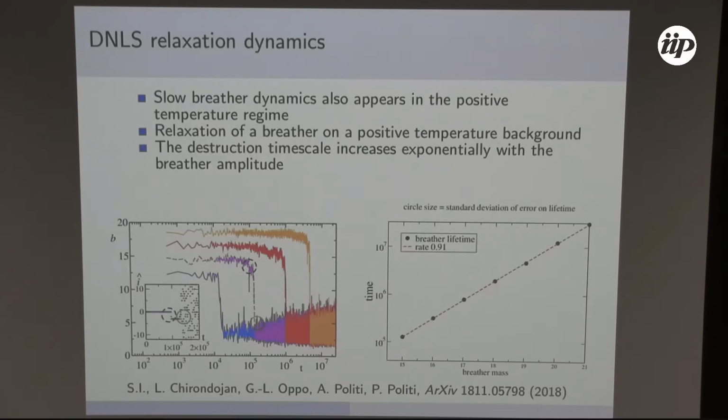Okay, and if you perform some more refined statistical analysis by averaging over many realizations, you find that there is a rather clean exponential increase of this death time as a function of the initial breather mass. So this means that in the thermodynamical limit, where breathers could be arbitrarily tall, this time could go to infinity.